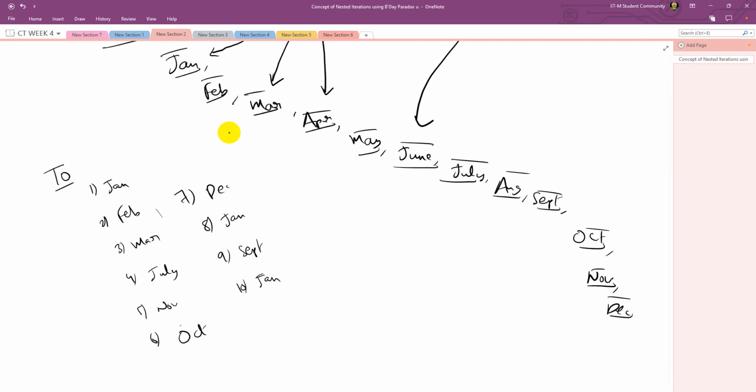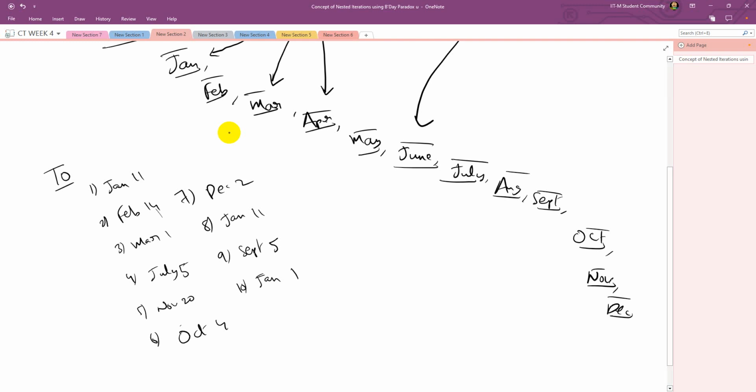Let us say these are the months, and now I'll give some numbers as well. The first student has his birthday on January 11, then February 14, March 1st, July 5th, November 20, October 4th, December 2nd, January 11th again, and September 5th, which is Teachers' Day, and again January 1st.